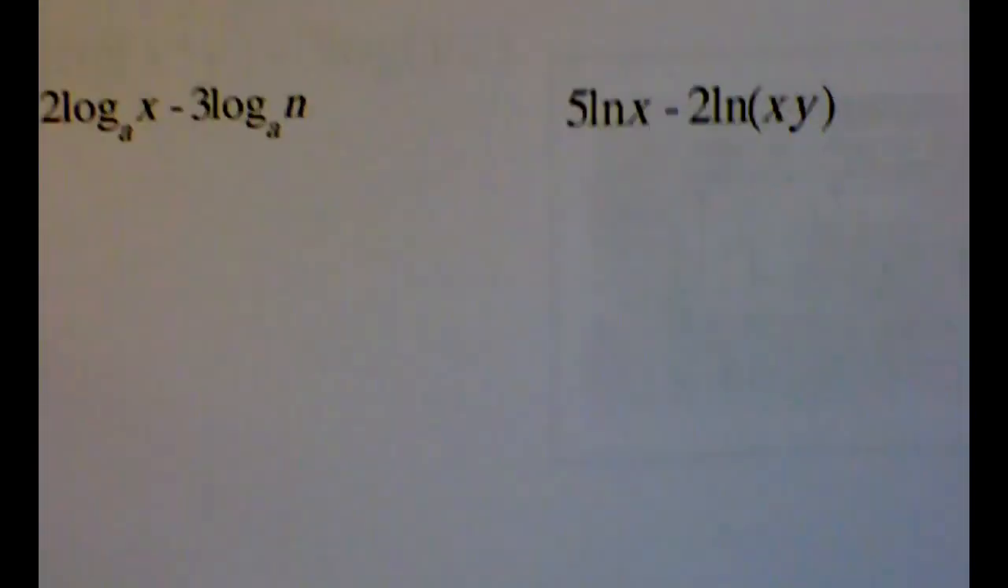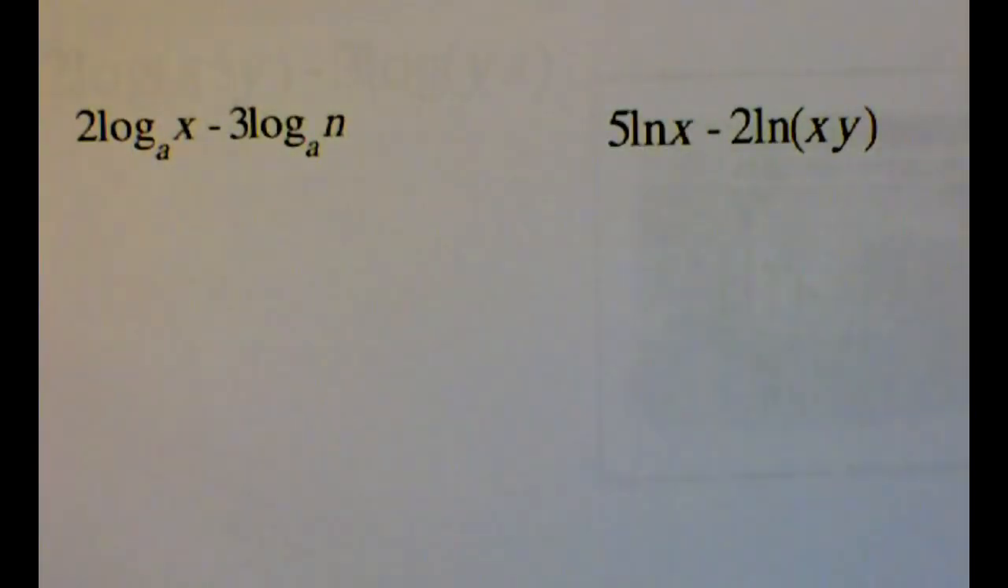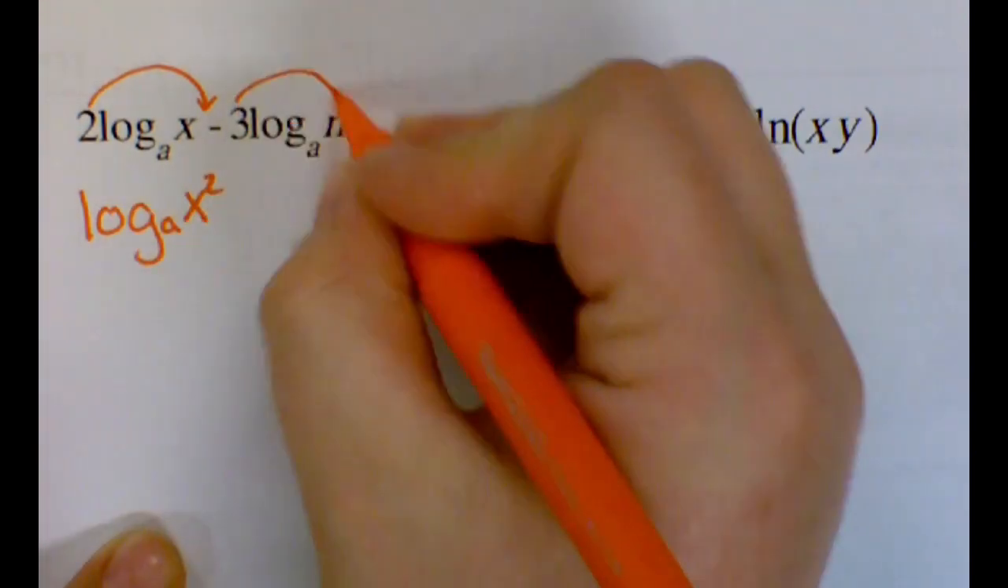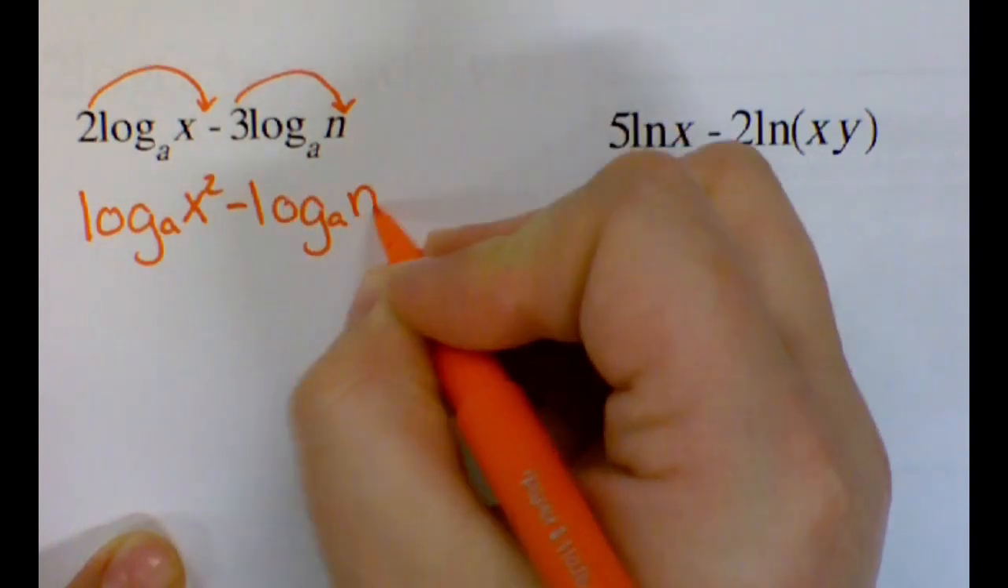All right, we are going to condense some more. So we start by saying, all right, powers. I have a 2 out front. I can bring it up, make it log base a of x squared. Same thing with this 3 minus log base a of n cubed.